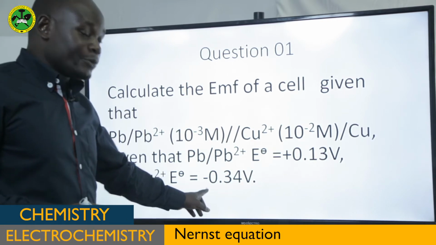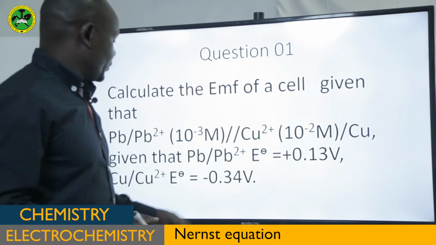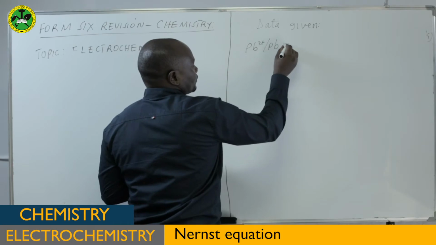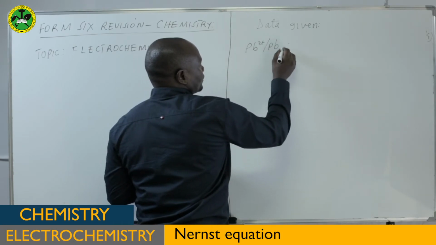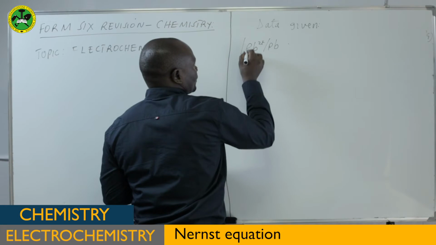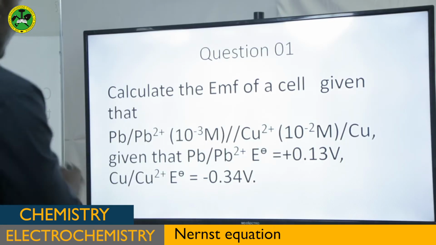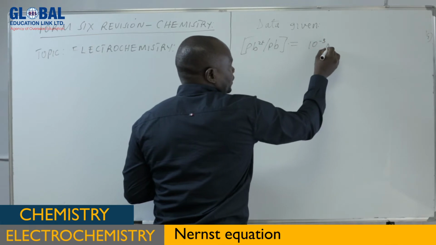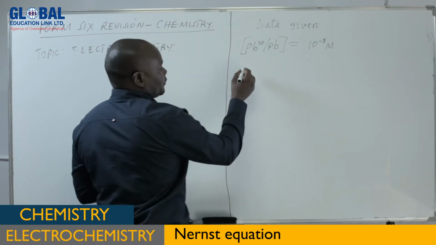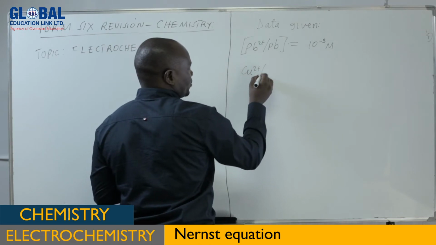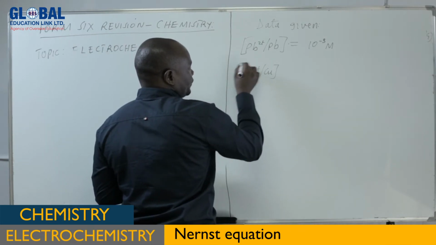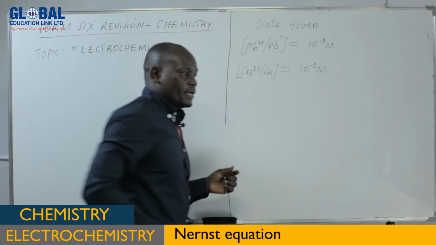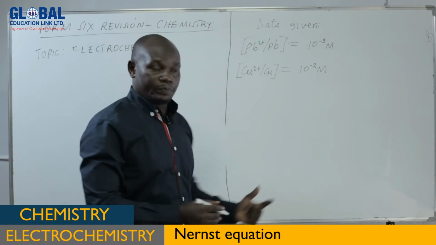The data given here is that we have the concentration of lead, which is 10 per negative 3 moles per decimeter cubed, and we have the concentration of copper 2 ions, Cu2+, in reduced form Cu solid, which is 10 per negative 2 moles per decimeter cubed. But you have the standard electrode potential.